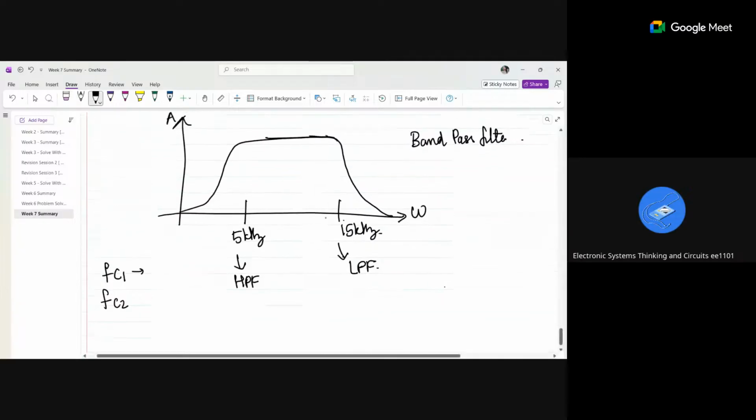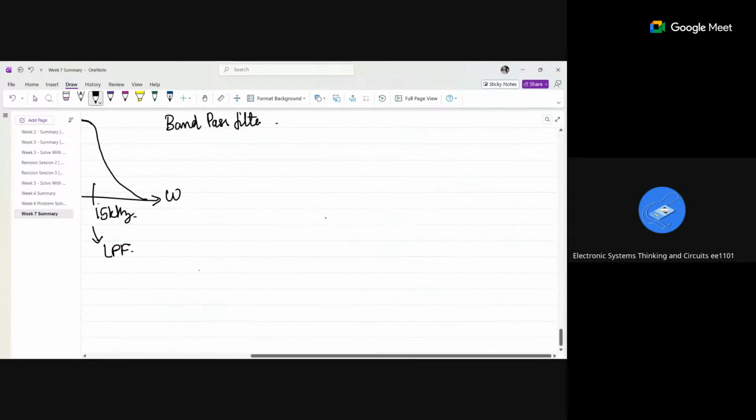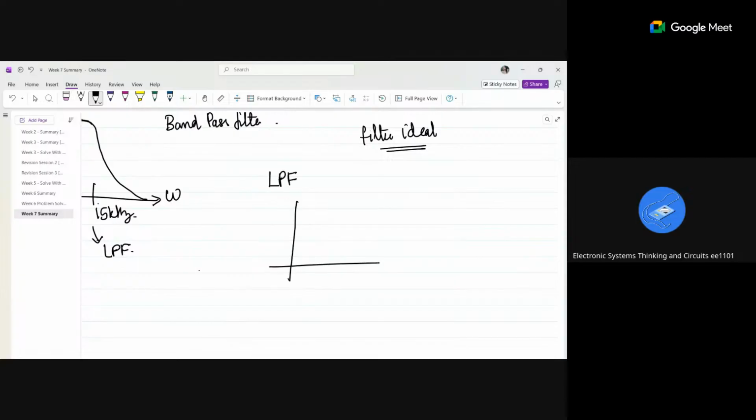Because see, ideally if I am going to design a filter, my low pass filter will be like this, such that till omega c it will be a perfect 1. After omega c it should give me a perfect 0. Same way as the high pass filter. These are ideal filters, okay?